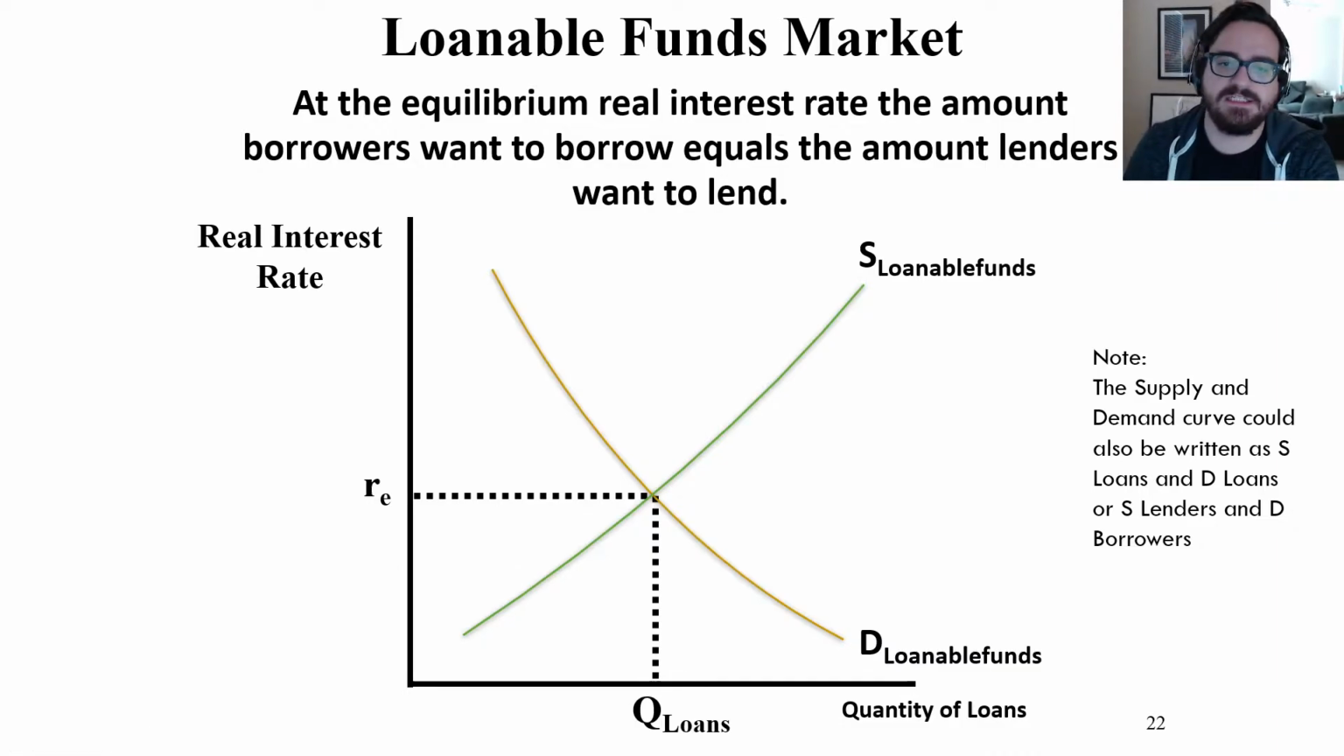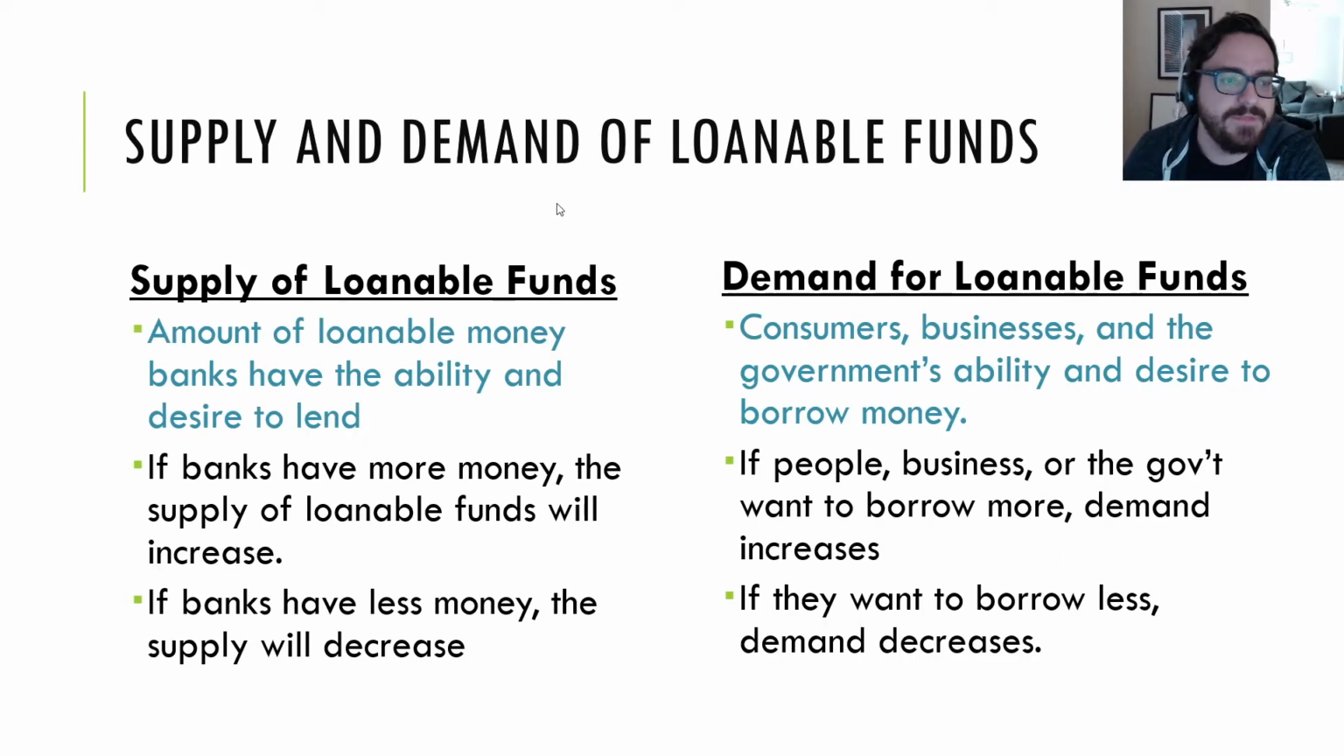So let's get into the supply and the demand curve and what they really mean. The supply of loanable funds is the amount of loanable money that banks have the ability and desire to lend. Basically, how badly does a bank want to give out a loan? It'll be based on their desire to loan out money as well as their ability to. If they've got more money, they'll be able to loan out more, so the supply of loanable funds would increase. If banks have less money, the supply would decrease.